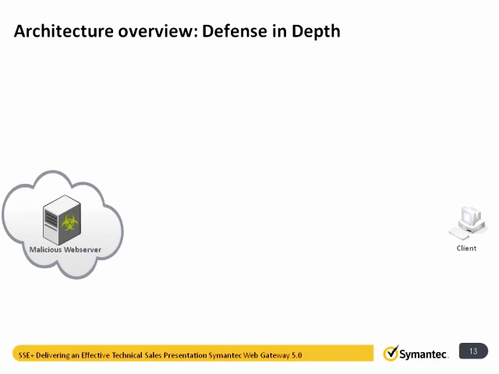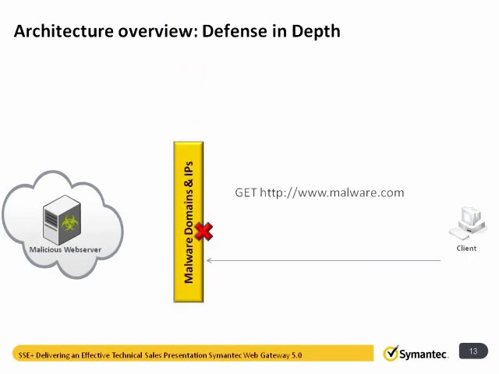This next slide is a slide that I'll show to all customers, and it really demonstrates the defense in depth offered by the web gateway. On the right hand side of the slide you can see our client machine, and on the left hand side you can see our malicious web server. And we have our user who's actually trying to go out and go to this bad website, www.malware.com. And then we can see the malware domain and IPs list in the web gateway actually blocks our access to this site.